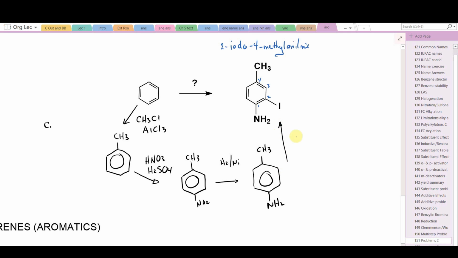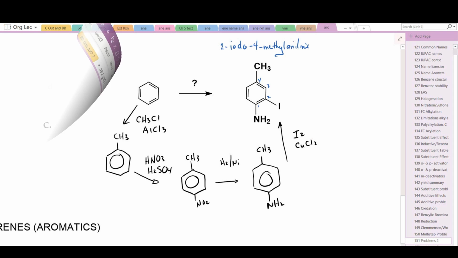Now how do we do that? We have iodine, but we need a promoter like copper 2 chloride or hydrogen peroxide. And that should do it.